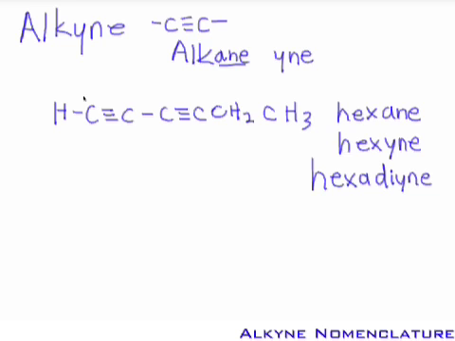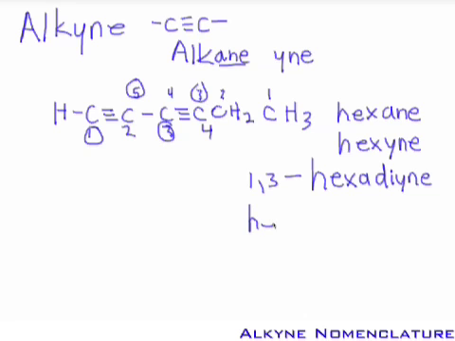And again, we have a long chain, so we have 2 ends to number from. I could go 1, 2, 3, 4. If I go this way, I've got a 1, 3. If I go the other way, 1, 2, 3, 4, 5, I'm going to get a 3, 5. Well, what's the lowest numbering scheme? A 1, 3 is a lower number scheme than 3, 5, so this becomes a 1,3-hexadiyne. Of course, the better name, according to IUPAC rules, is hexa-1,3-diyne.